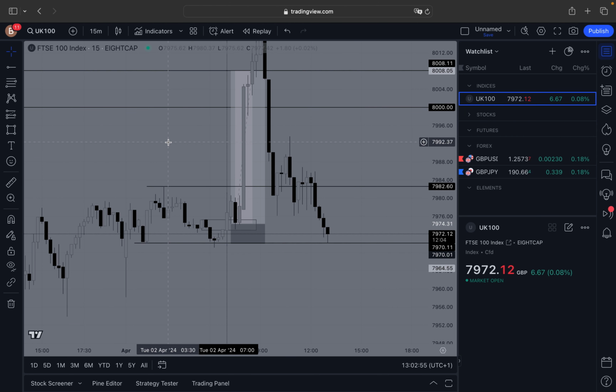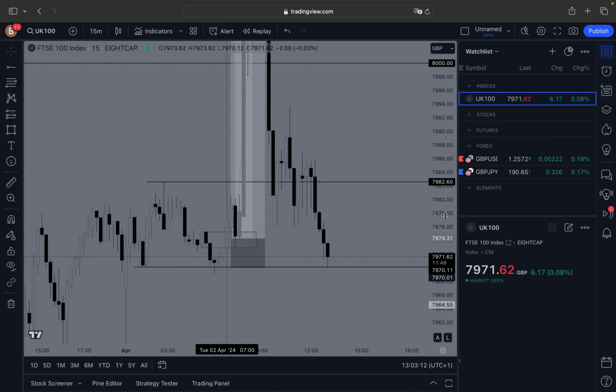This is the trade I took today on the UK 100. I entered this trade at 7:30 a.m. I did share it live with my Income Growth Telegram. I also share the setup with my students in my mentorship. So why did I take this trade?